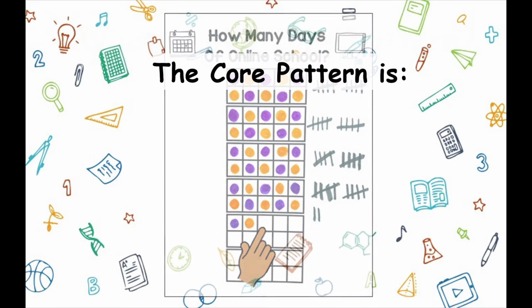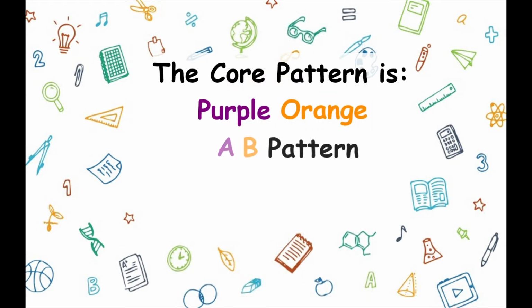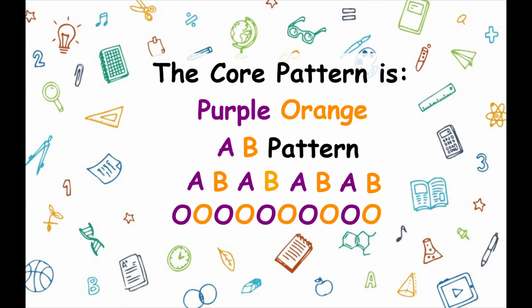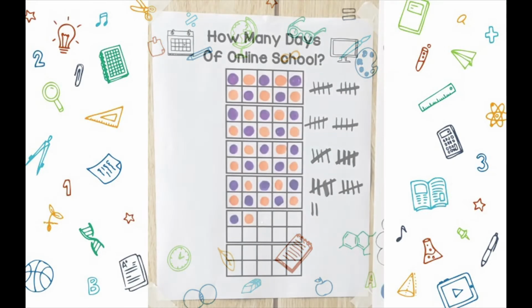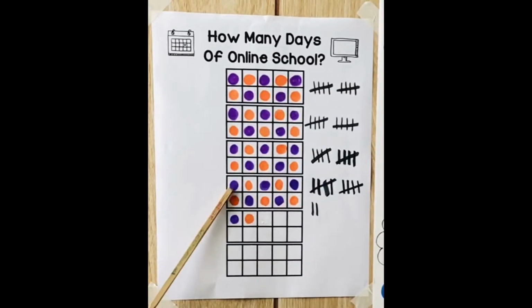The core pattern is purple-orange. That's an A-B pattern. An A-B pattern goes like this. A-B, A-B, A-B, A-B. So then in our 10 frames, the pattern will go purple-orange, purple-orange, purple-orange, and then keep on going. Let's continue on our pattern by starting here. Purple, orange, purple, orange, purple, orange, purple, orange, purple, orange, purple, orange, purple.